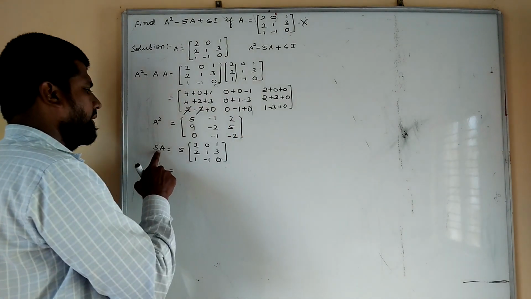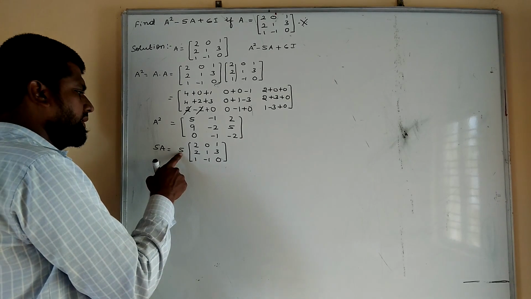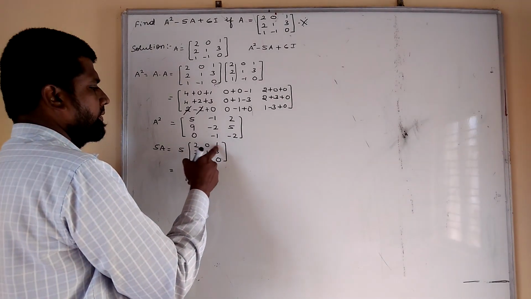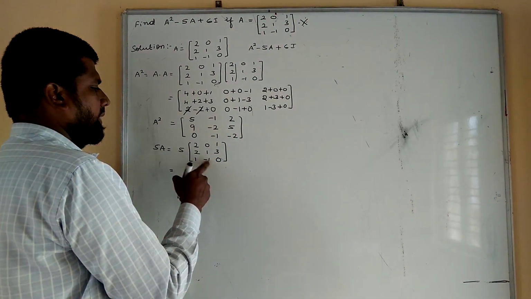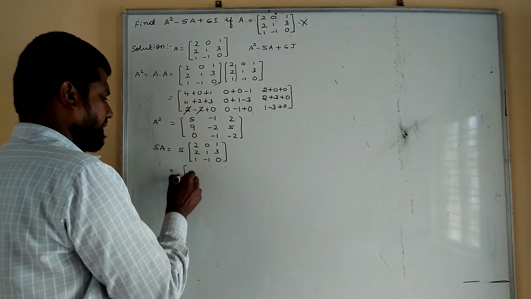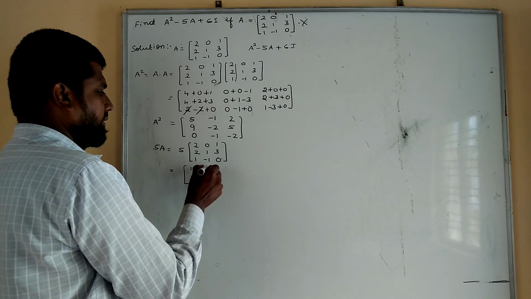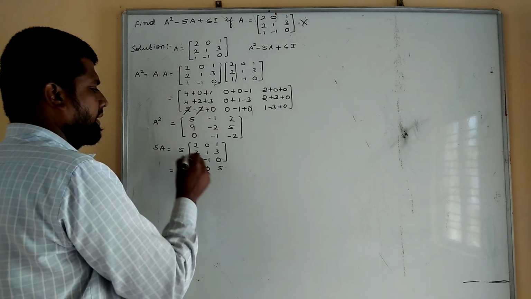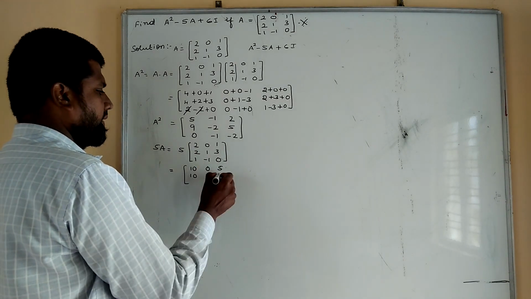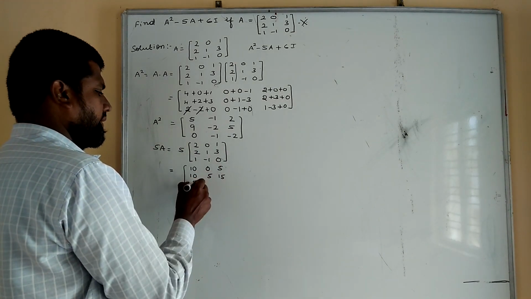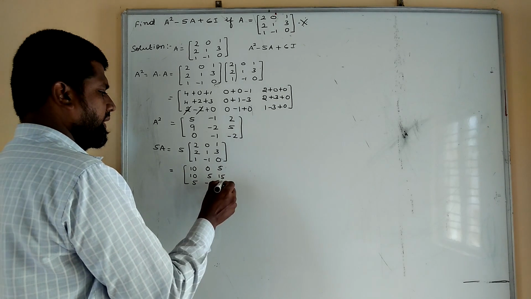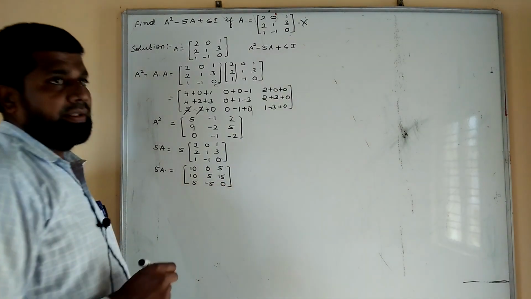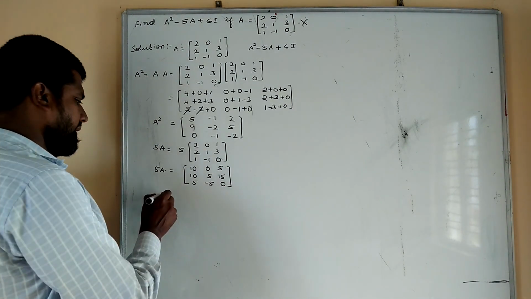So let us take the 5A. 5 is called a scalar multiple multiplied with the matrix. Let us take the matrix [2, 0, 1; 2, 1, 3; 1, -1, 0]. 5 into 2 is 10, 5 into 0 is 0, 5 into 1 is 5, 5 2s are 10, 5 into 1 is 5, 5 3s are 15, 5 into 1 is 5, 5 into minus 1 is minus 5, 5 into 0 is 0, 5 into 0 is 0. We got the 5A. So now let us take the 6I.